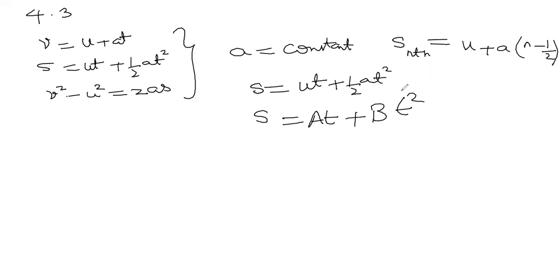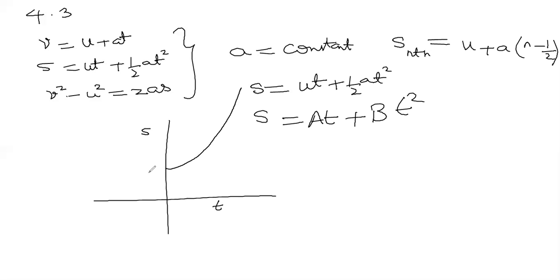Any equation which has a quadratic variable is said to be a parabolic equation. This is a parabolic equation. So if you plot time on the x-axis and displacement on the y-axis, what are you eventually going to get? This is what you're going to get. From here, it will start like a parabola and go up like that. Why will it start from this point? Why not start from origin? That is because there is an AT term. If this AT linear term was not there, then it would have started from here only.